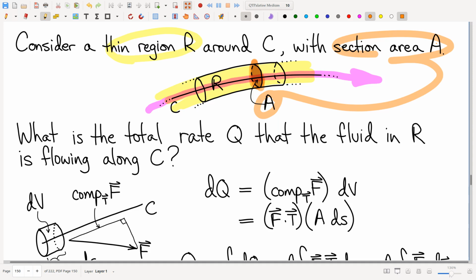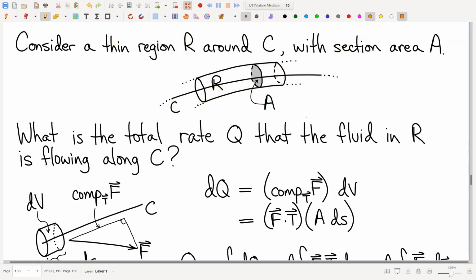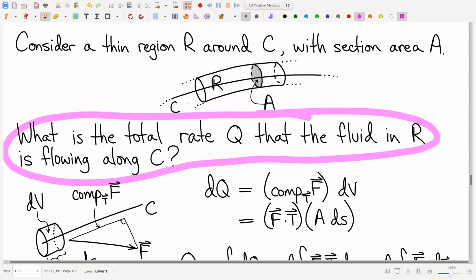There's a fluid flowing around, apparently, because that's what our vector field represents, the flow of a fluid. So there's a certain amount of fluid in that region. And here's what I want to ask, the big question. Looking at all of the fluid, every little piece of fluid in that little tube, every little piece of fluid, to some extent, is going to be flowing along the curve.